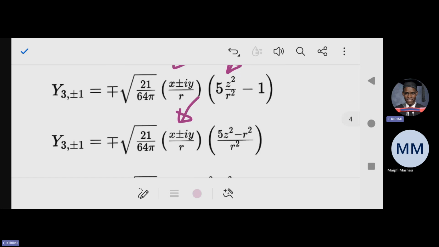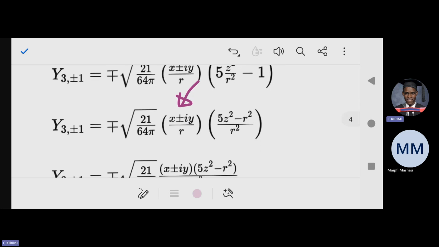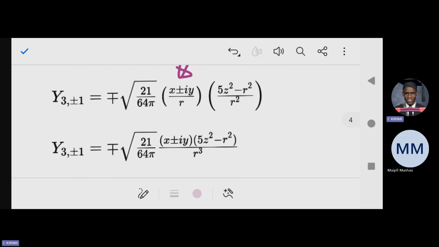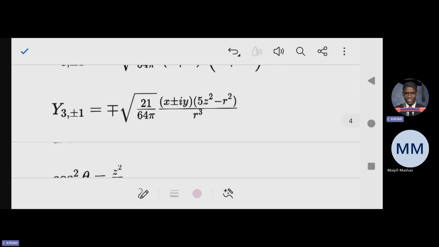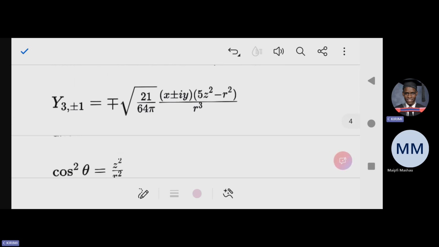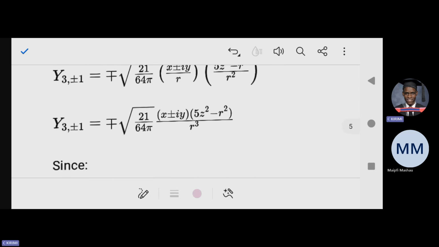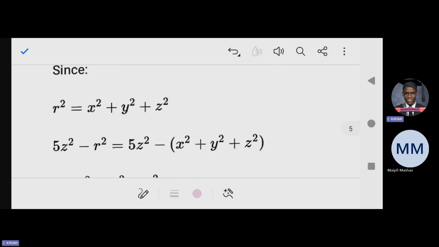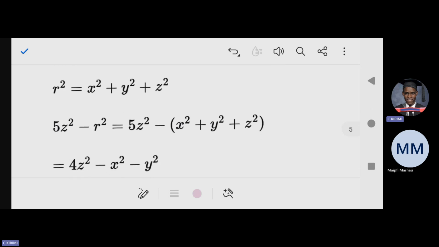So everything now is in terms of x and y. We are just rewriting. We don't want r. r must be removed. So r must go. But we know what r squared is. Just replace r squared with x squared plus y squared plus z squared. That is our r squared. So you replace everything where there's r squared with x squared plus y squared plus z squared.